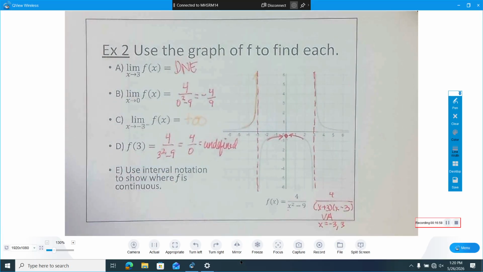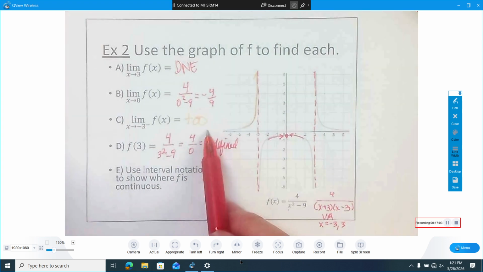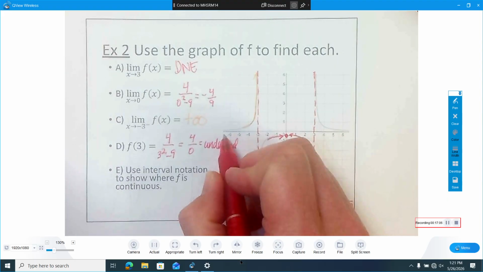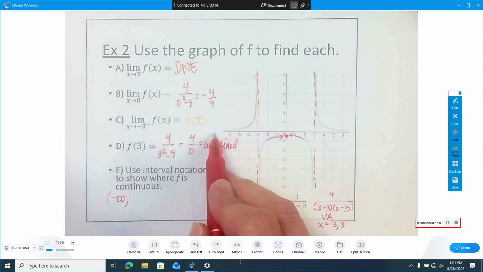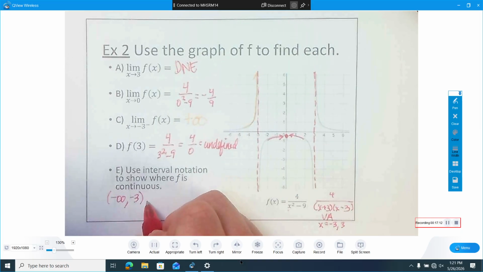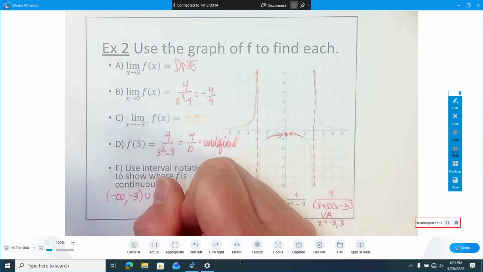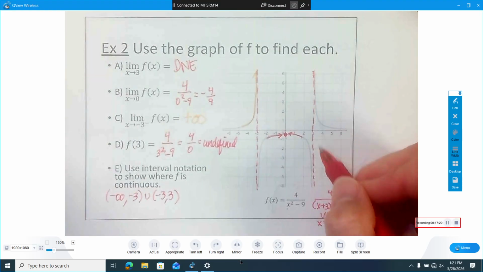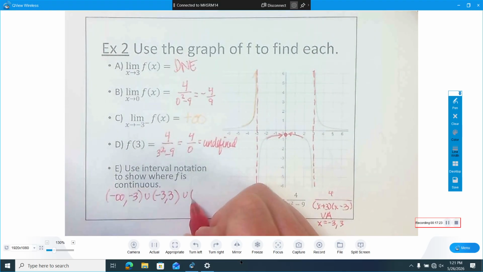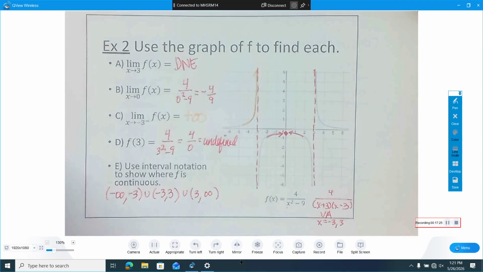Okay. Use interval notation to show where f is continuous. So on what intervals are we continuous? -infinity, so from the left all the way to -3. Union -3 to +3. That takes that whole interval. And then union 3 to +infinity. So this is just all the sections where we see the graph. Parentheses don't include the value there, so we get infinitely close, but not including 3. All right, questions on those?